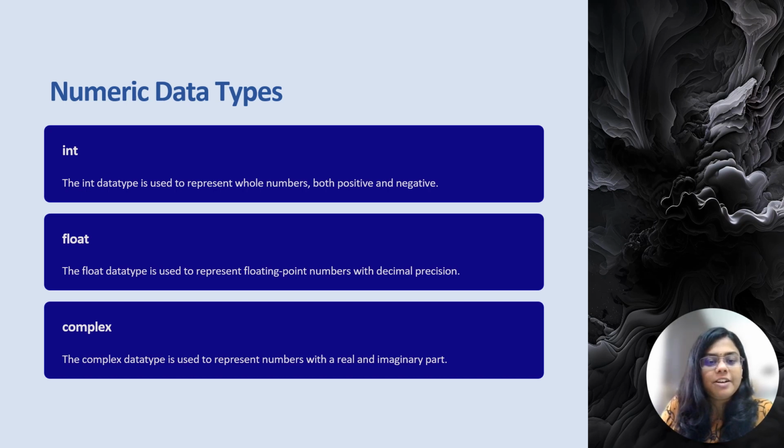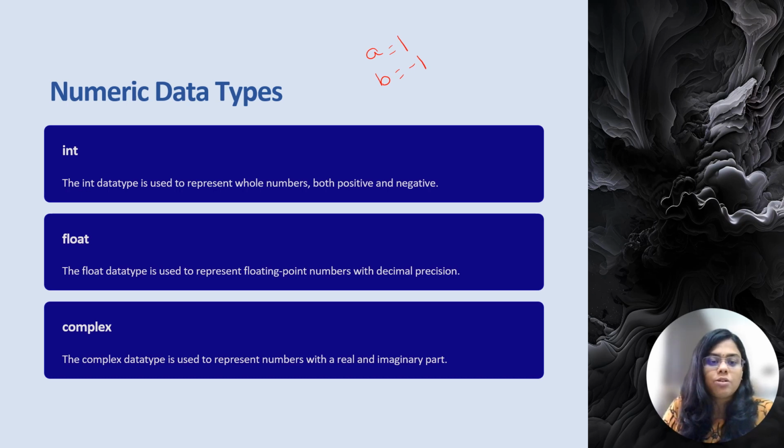First, we have int. The int data type is used to represent whole numbers, both positive and negative. For example, we say a is equals to 1. We say b is equals to -1. Both of these values are of the data type int. Hence, a and b are of the data type int.